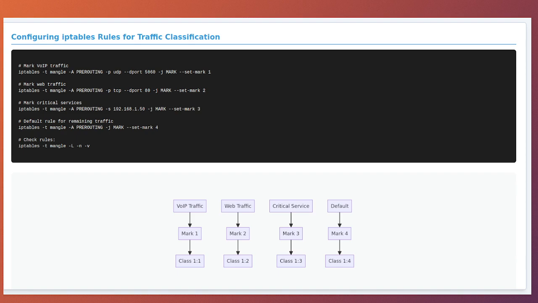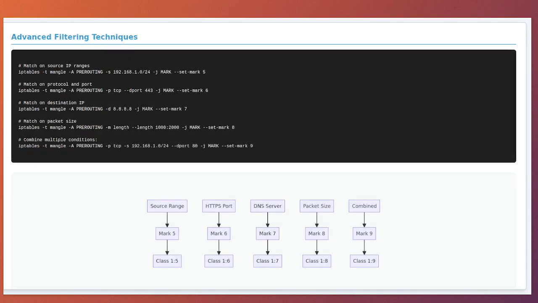For general user traffic, we might set a default mark. iptables -t mangle -A PREROUTING -j MARK --set-mark 2. This rule marks all other packets with mark value 2. The order of rules is important in iptables. The first matching rule is applied.